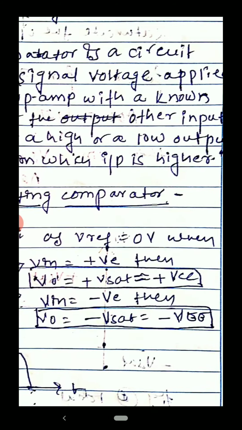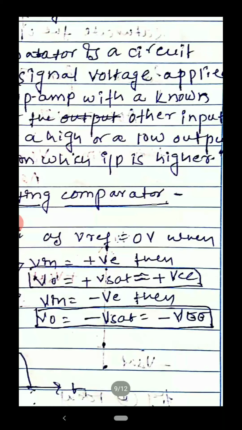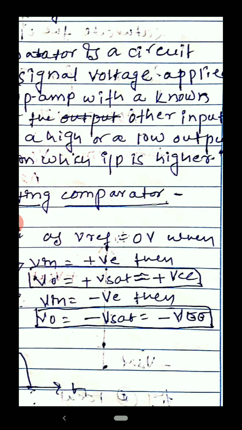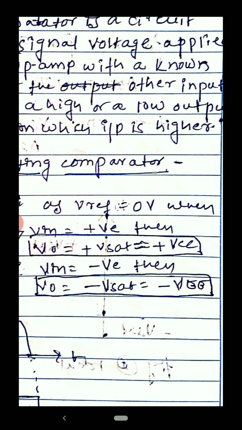here on this side I have written, you can see, as V reference voltage is equal to 0, then if V input is positive, meaning 0.1 volt, 0.2 volt, 1 volt, 2 volt, 3 volt, all positive values, the output will be V naught equals V saturation, which will be nearly equal to the VCC, the supply voltage we have given. Fine. Similarly, if V input is negative, that means what? Minus 1 volt, minus 2 volt, like that.